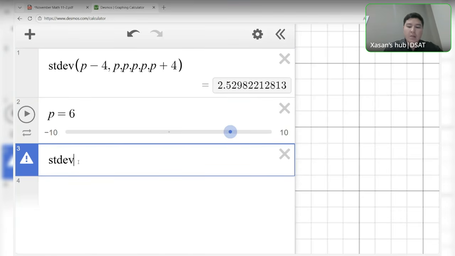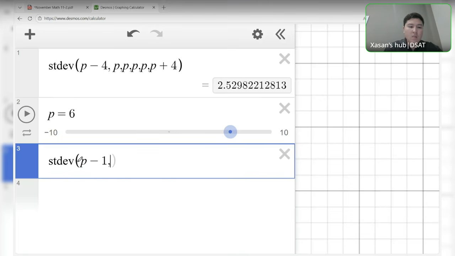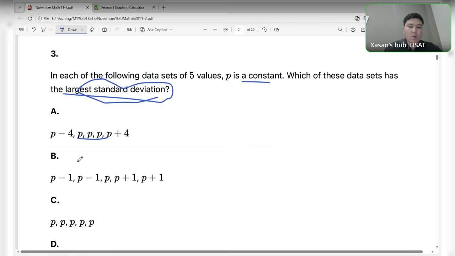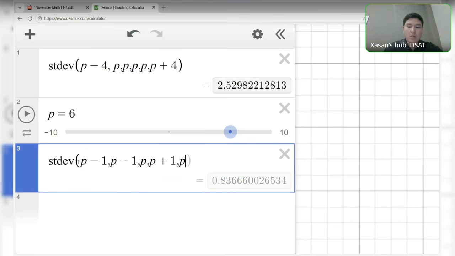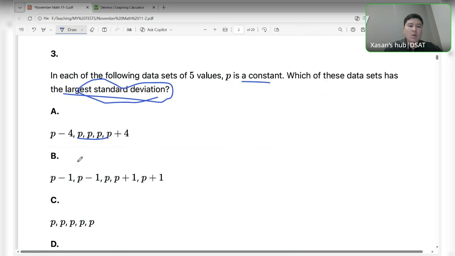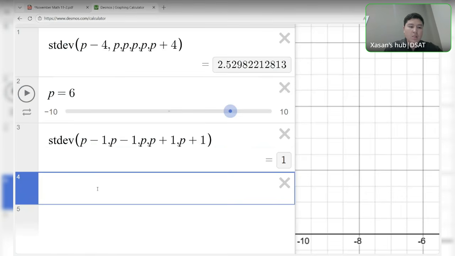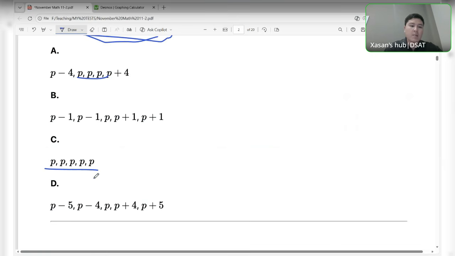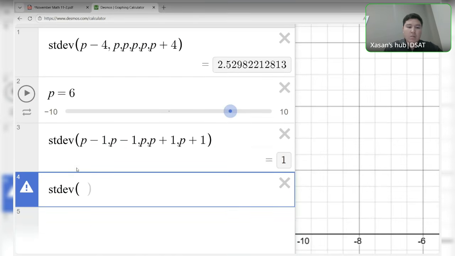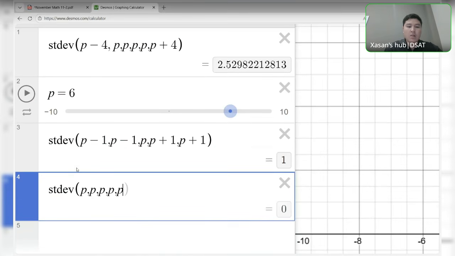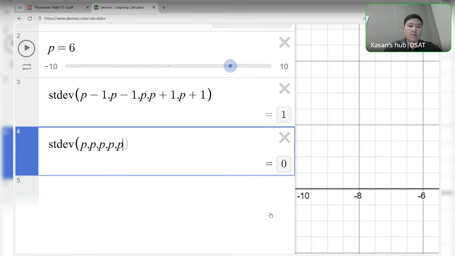So we have now P minus 1, and then again P minus 1, and P in the middle, and P plus 1, and P plus 1 again. So the standard deviation here is 1, guys. And then option C, all of them are P, guys. This is the smallest standard deviation here. All of them are just P, as you can see, 0 standard deviation.